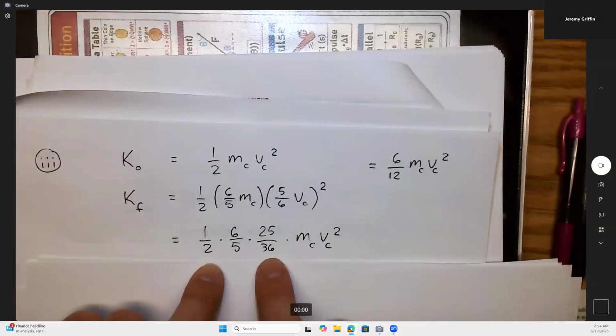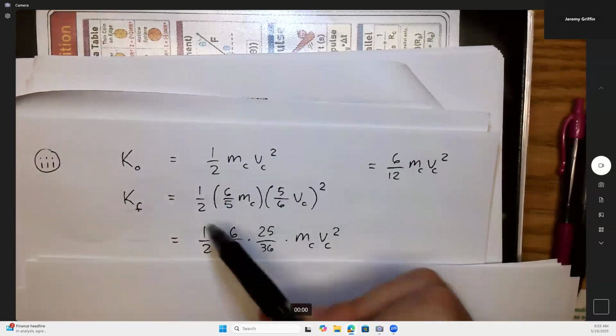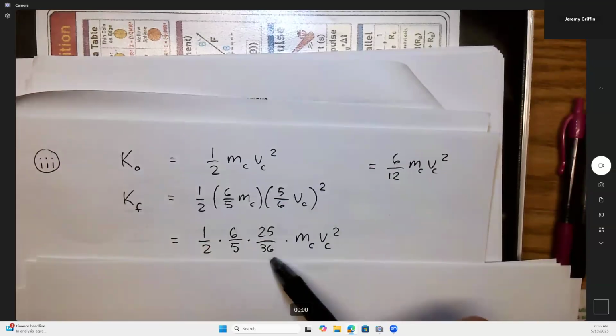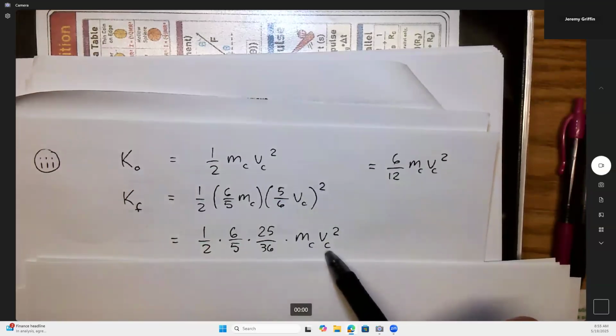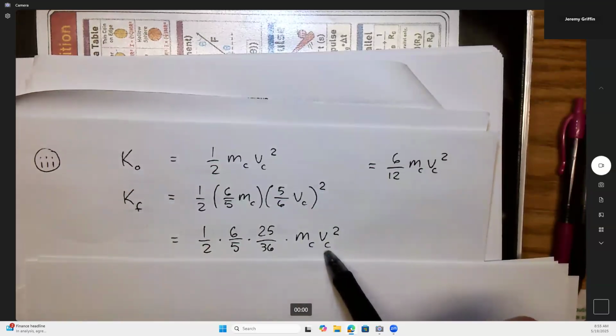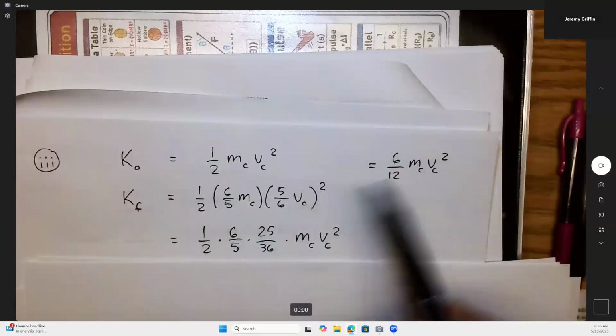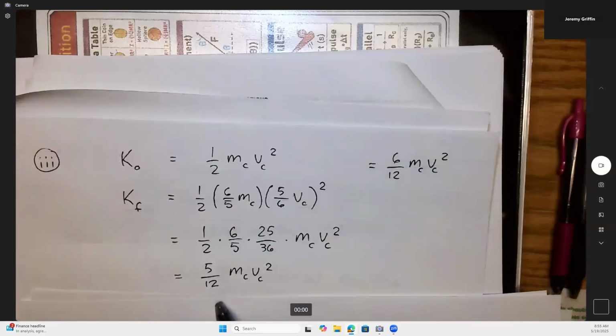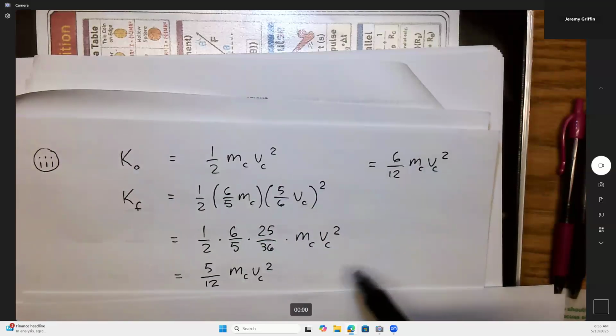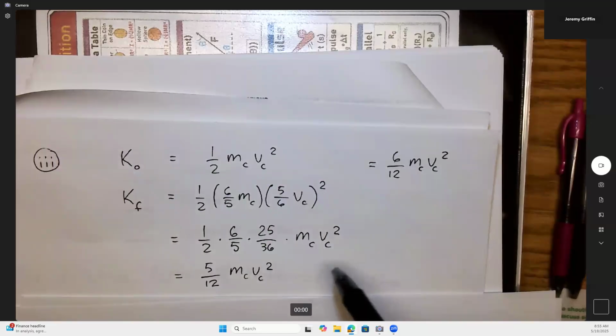All right, so I moved all the constants in front. I got the 1/2 there, I got the 6/5 here, this becomes 25/36, and I got MC VC squared. Is that okay? Now, if I combine all these fractions to reduce that, I got 5/12 out of that, right? I forget what the math term is for that. It's about factorization.